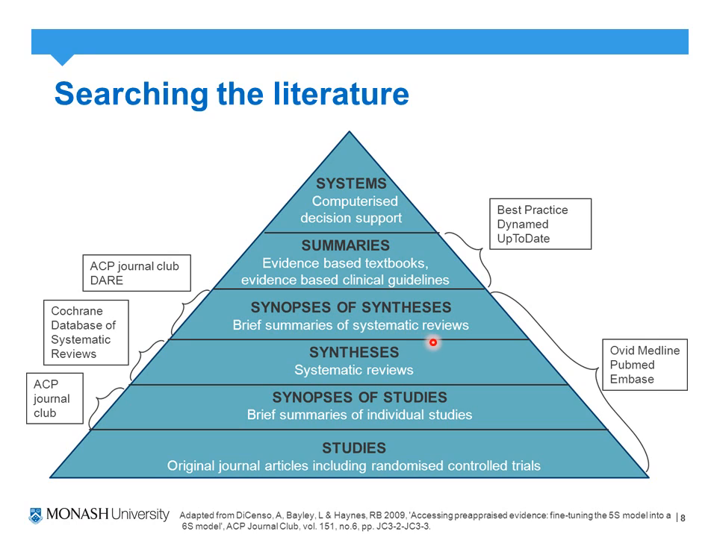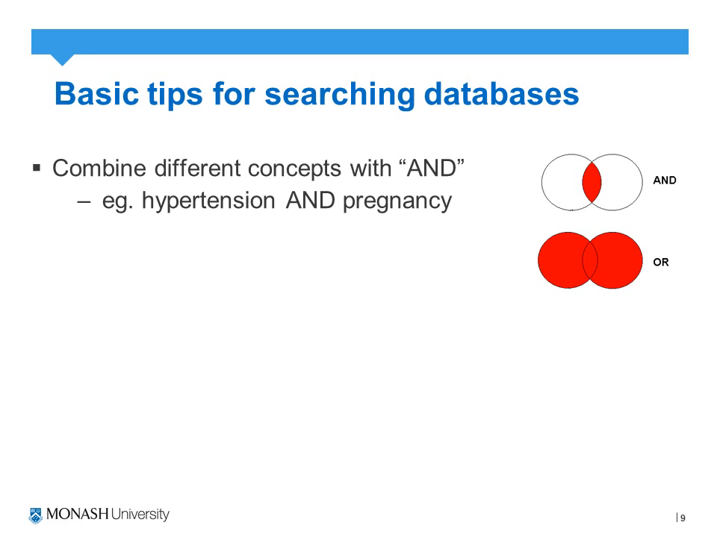Going on from that, we've got synopsis of synthesis. Quite often our systematic review will be quite lengthy and time-consuming to read. So this is where databases such as, again, ACP Journal Club may come into effect, because they provide a nice synopsis or summary of our systematic review. And then up the top we've got, again, further summaries of these information sources using databases such as Best Practice, Dynamed, and UpToDate.